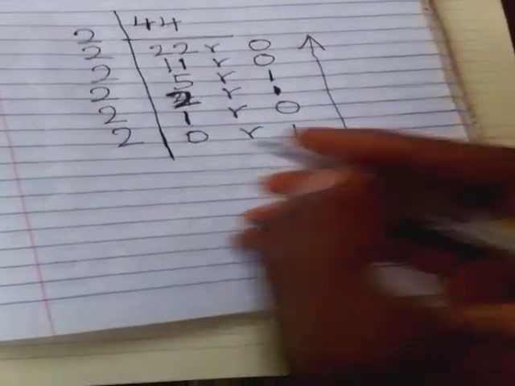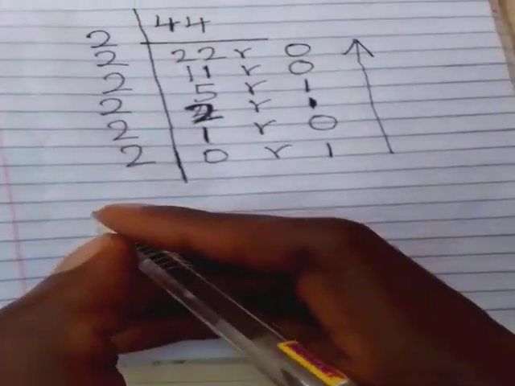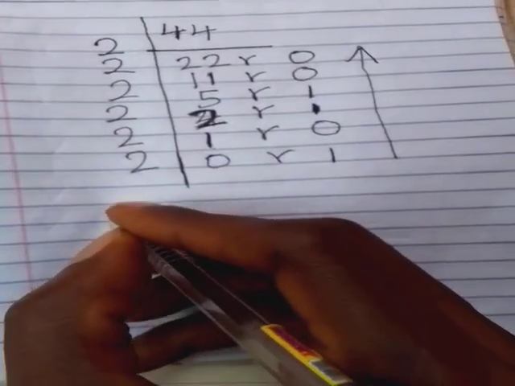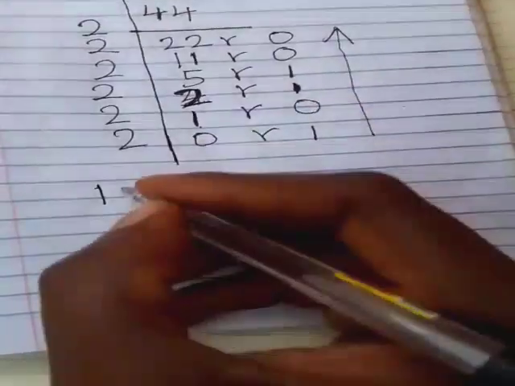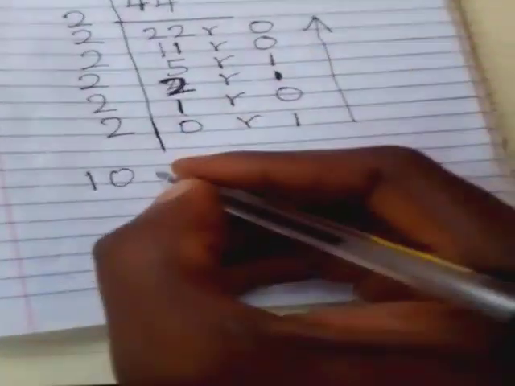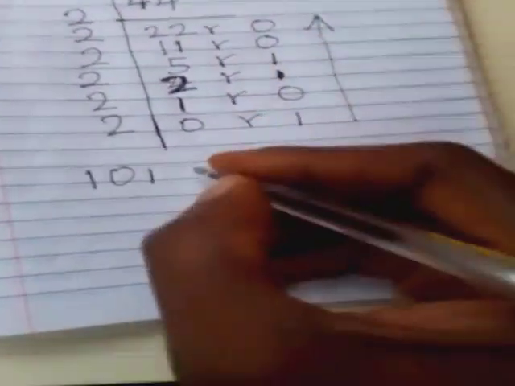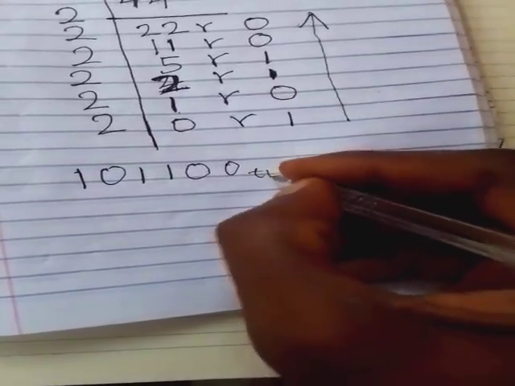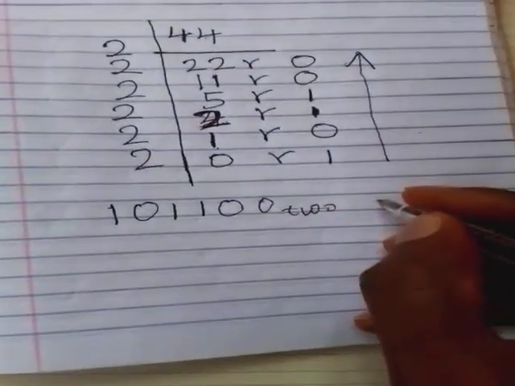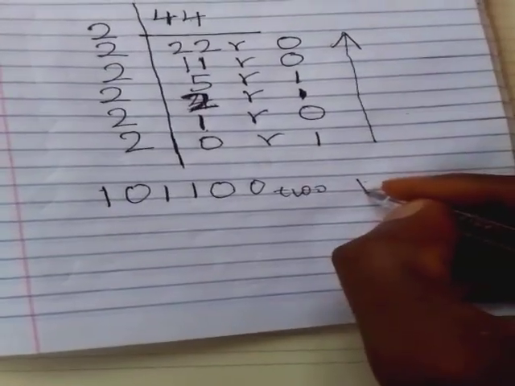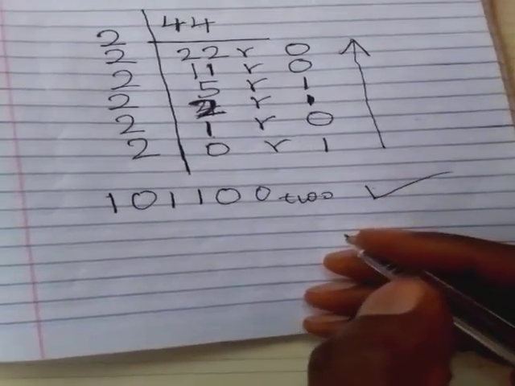So we'll start from here. We will write 1, we'll write 1, we'll write 0, we'll write 1, we'll write 1, we'll write 0, and then we'll write 0. In base 2. So this is the answer here.